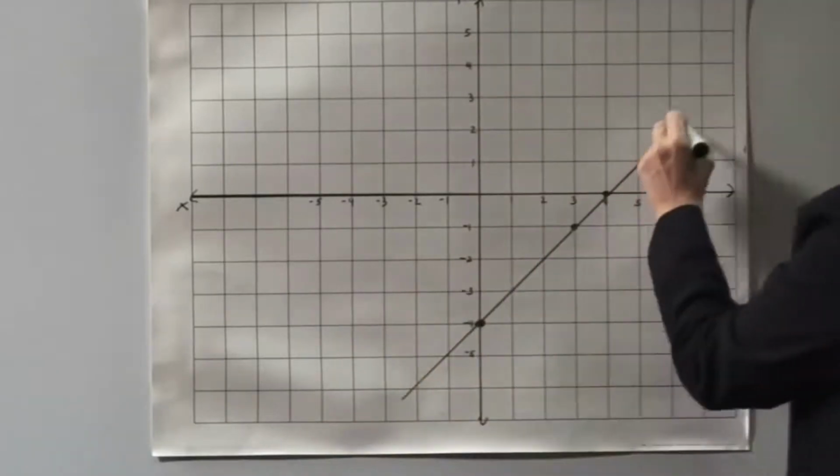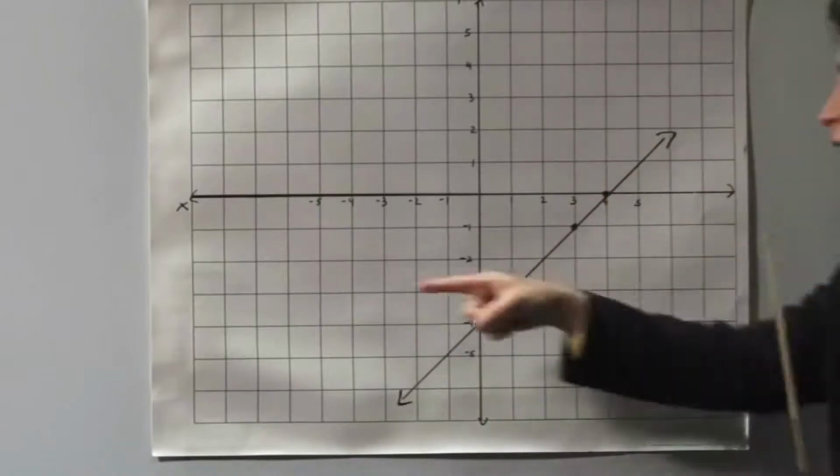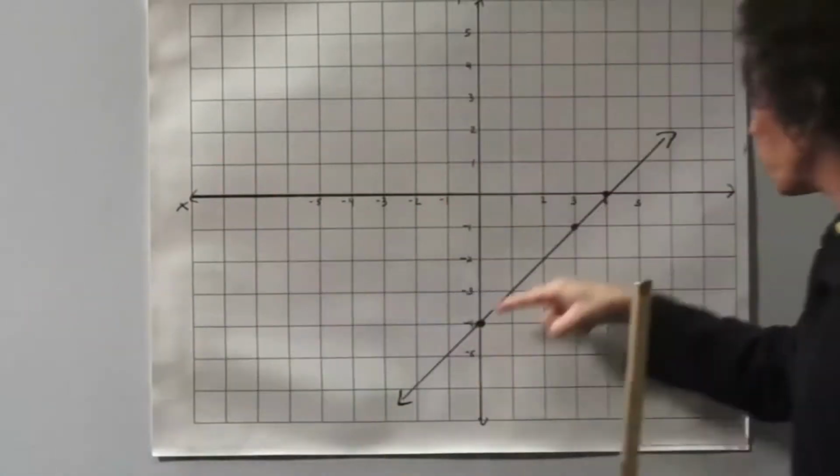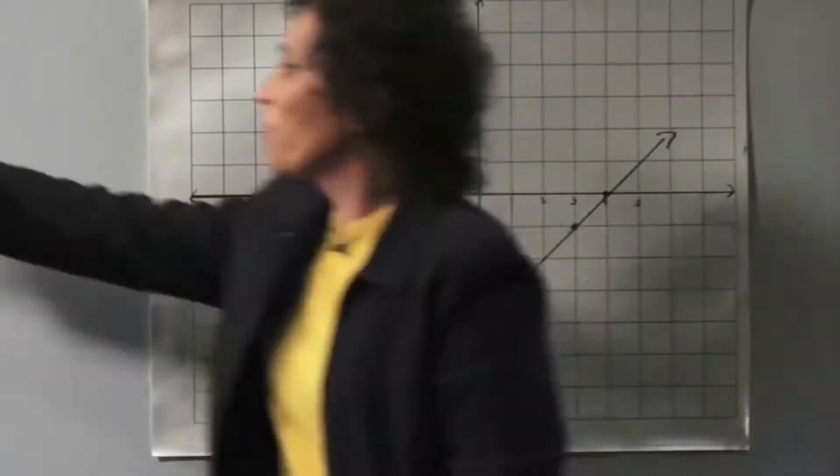That's not bad. Make a line bigger than your points, okay? Make sure they have arrows because I can pick as many points as I want. And remember what this represents? It represents all the solutions, and there's infinitely many solutions to this equation.